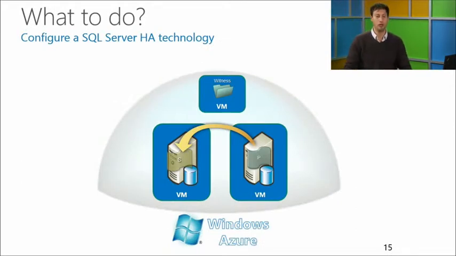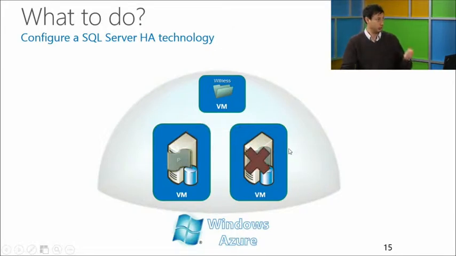So what do you do? Well, you do the same thing that you do today on-premise. You can configure a high availability technology for SQL Server, and in this case we have this in Windows Azure, and you can have 3 virtual machines. You can have your primary, your secondary, and what is called the witness. The witness is basically the additional entity that orchestrates automatic failover. So in this case, if, for example, the primary goes down, the secondary will automatically become the new primary.